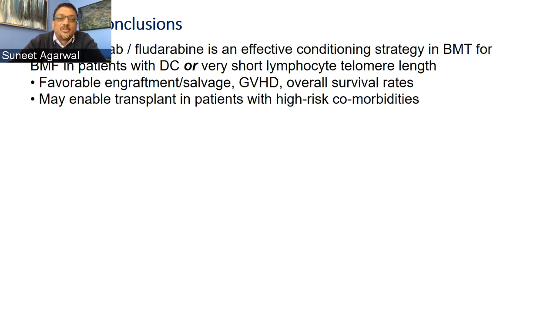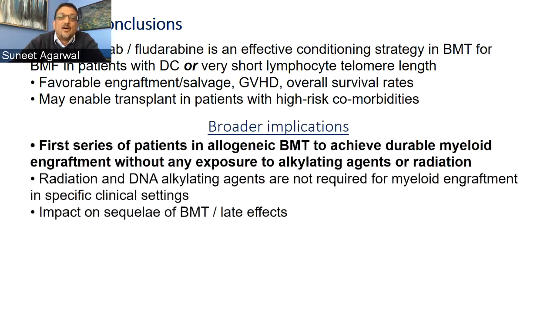The broader implications of this regimen are that this is the first series of patients in allo-BMT to achieve durable myeloid engraftment without any exposure to alkylating agents or radiation, showing that these are not required for myeloid engraftment in specific clinical settings. And I think that the marrow failure setting would be the best place to investigate this. This has a significant impact on how we think about the sequelae of BMT and late effects in this patient population because they are not exposed to those agents that cause late effects once they achieve myeloid engraftment by this regimen, and hopefully we can see what then the natural history of the disease is.